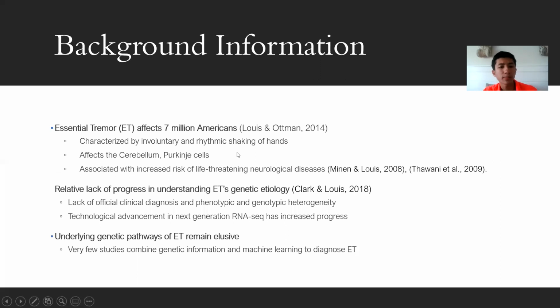To begin, essential tremor affects 7 million Americans, or 4% of the global population of adults 40 and up. It's characterized by involuntary and rhythmic shaking of the hands, and it affects the cerebellum, the motor control section of the brain, specifically Purkinje cells, which are cells that exhibit inhibitory signals to other neurons.